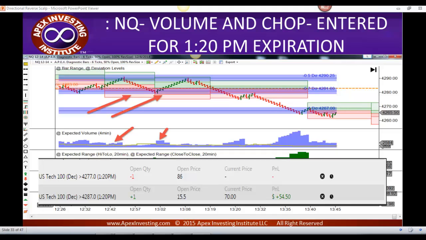These particular charts that I'm using right here are particular charts used by Apex called diagnostic bars. Okay, and these are 6-tick diagnostic bars. Okay. Yes, Caleb, absolutely, I do.